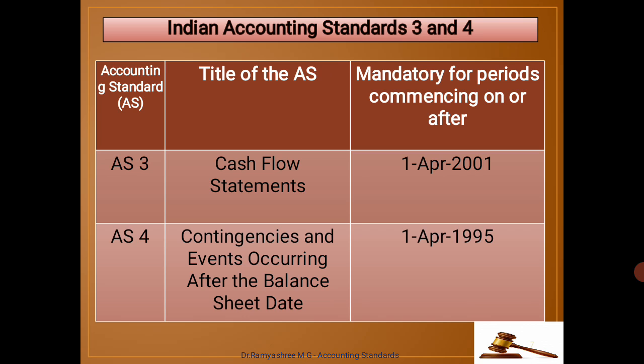The events which occur after the balance sheet date are the significant events, both favorable and unfavorable, that occur between the balance sheet date and the date on which the financial statements are approved by the competent authority. These two types of events are those events which provide further evidence of conditions that existed at the balance sheet date and those events which are indicative of conditions that arise after the balance sheet date.